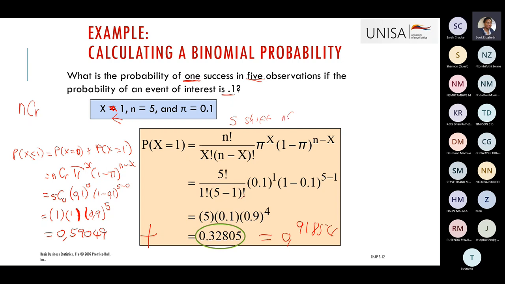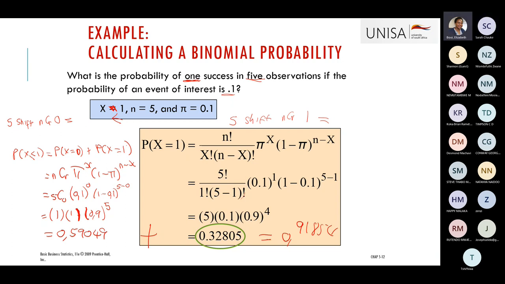And then you will press the nCr, and then you will press this side. What is this one? We had 1, right? 1, and then you press equal, you will see that it will give you 5. For this side, it will be 5, shift, nCr, and you will press 0 and you press equal. And the answer should be 1.